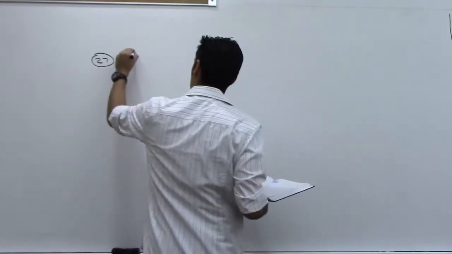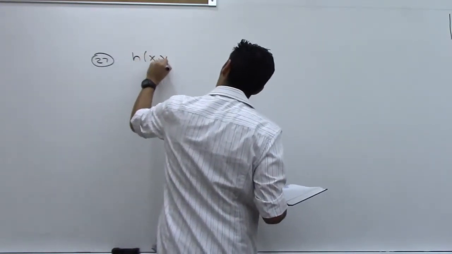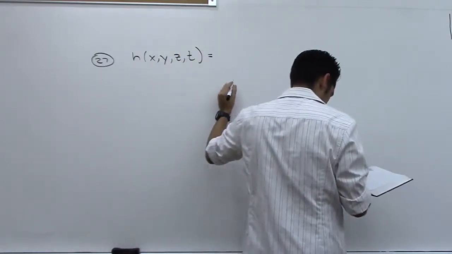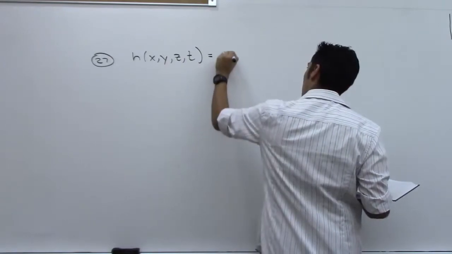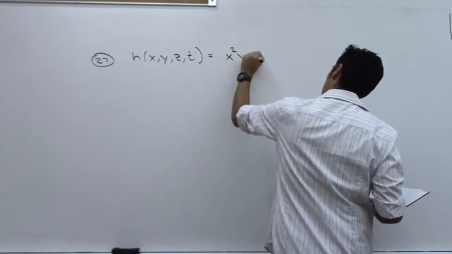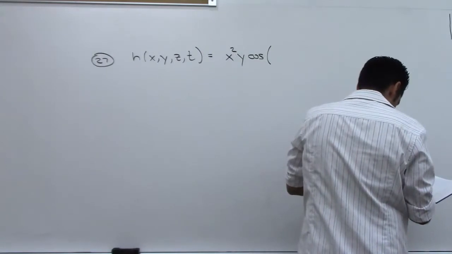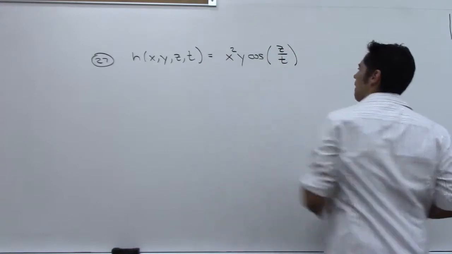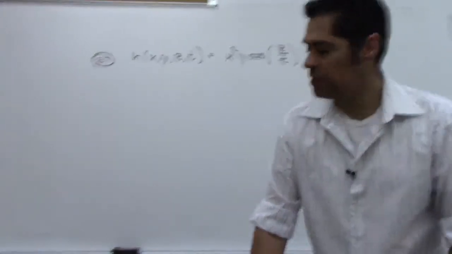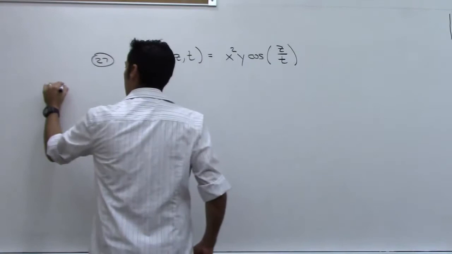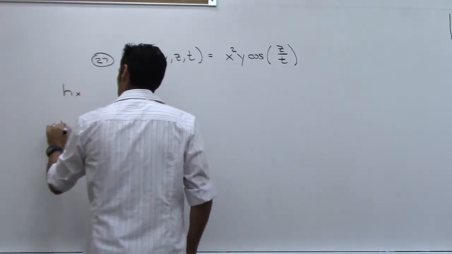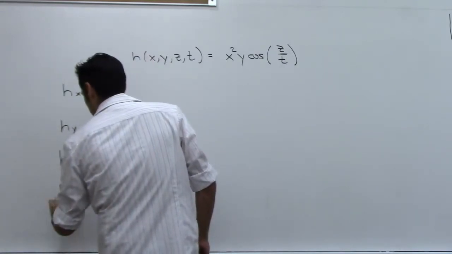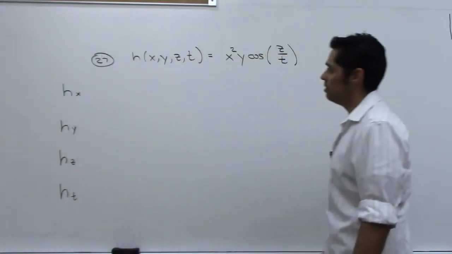H of x, y, z, t equals x squared y cosine of z over t. Okay. So what are the first partials that are possible? We have partial of h with respect to x, partial of h with respect to y, partial of h with respect to z, partial of h with respect to t. So there's 4 different first partials.